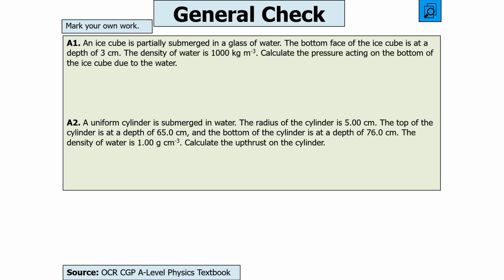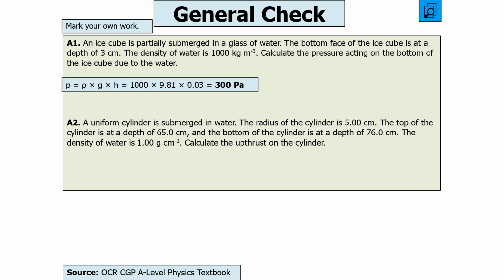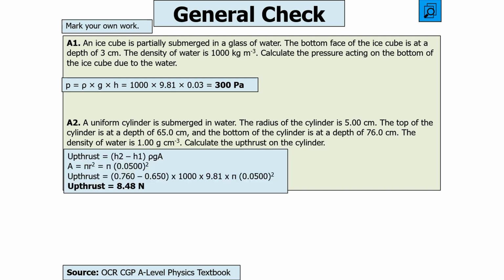Right, in this first question, what do we know? We know that pressure is equal to rho g h. So it's going to be 1000 times 9.81 times our height, which is 0.03, converting 3 centimeters into meters. So it's 300 pascals.